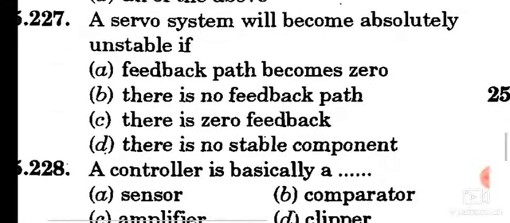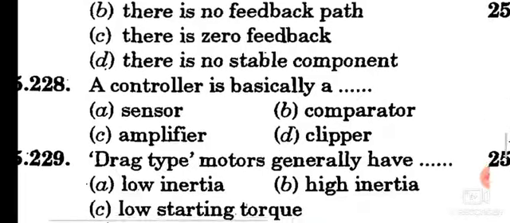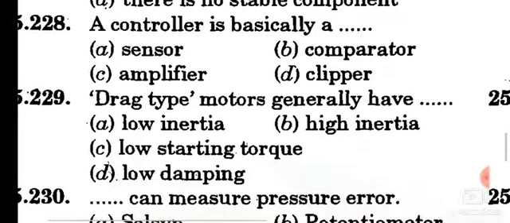Question number 227. A servo system will become absolutely unstable if feedback path becomes 0. So, option A is the correct answer. Question number 228. A controller is basically a comparator. Option B is the correct answer.